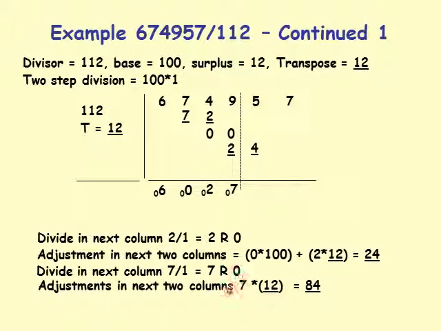Adjustments are for 7. Remainder 0 does not contribute anything to adjustments, but the quotient does. Quotient 7 times the transpose. That's negative 84, and we use that in two columns, 8 and 4. Okay.